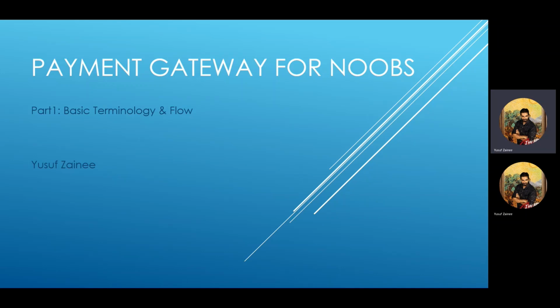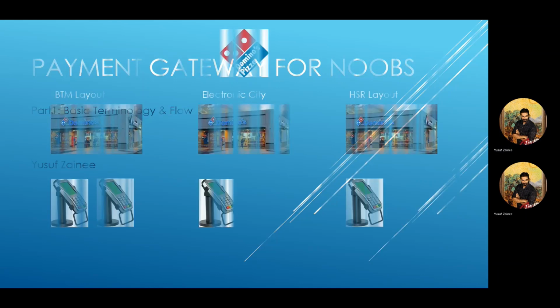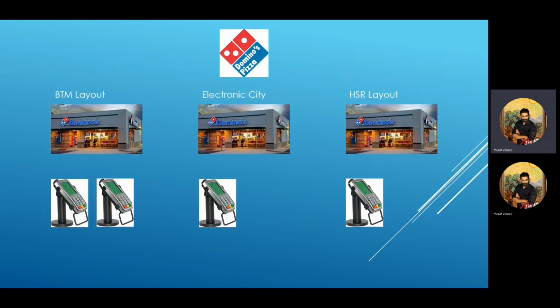In the first part, we are going to discuss some basic terminology and flow. So let's take this as an example. I'm sure everyone would have visited Domino's Pizza at least once. So consider that there are three different areas in Bangalore. One is BTM layout, one is Electronic City, and one is HSR layout. And all three areas have this Domino's outlet.